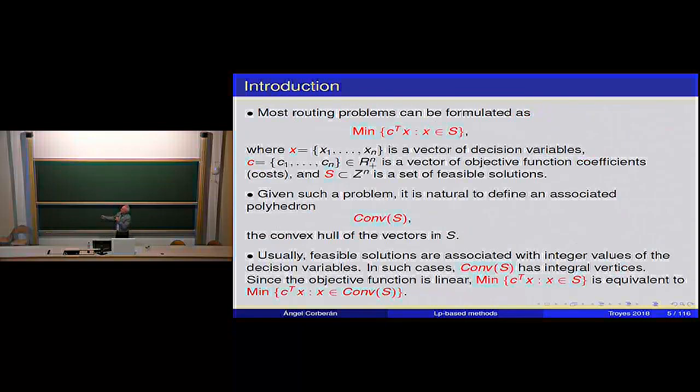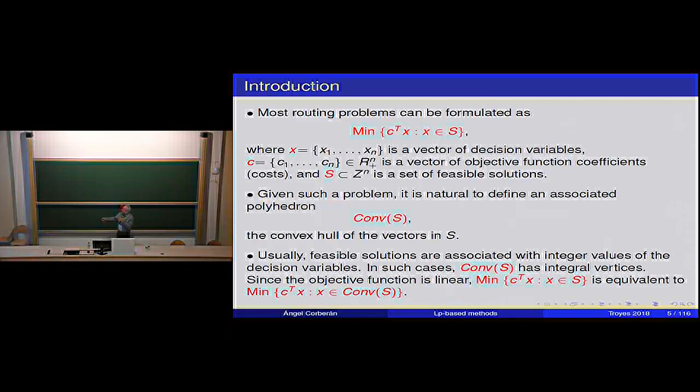Let's start. A combinatorial optimization problem, or most routing problems, can be formulated as minimize a linear objective function subject to certain conditions. X is the vector of decision variables, C is the vector of coefficients of the objective function, and the set of feasible solutions is denoted by S. Given a problem like that, it is very natural to define the convex hull of our feasible solutions. This usually defines a polyhedron that we call the convex hull of S.